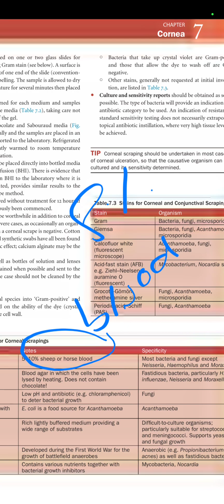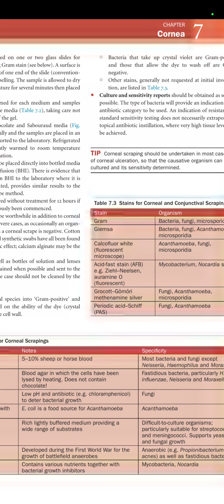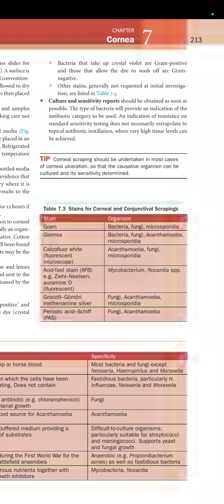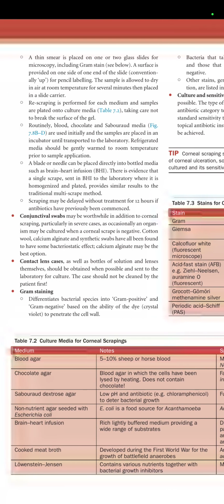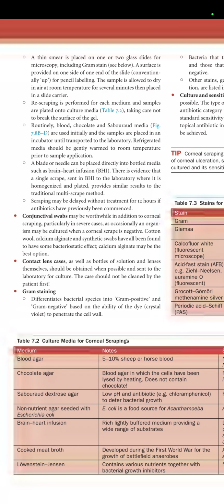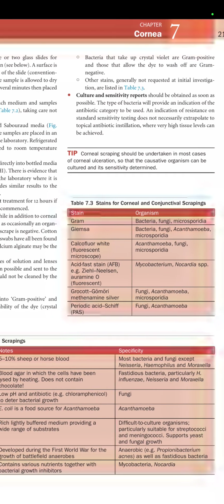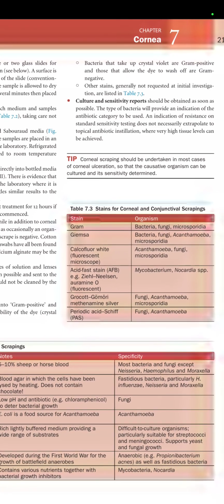So what is it used to identify? It is used to identify the bacteria and fungi except Neisseria, Haemophilus, and Moraxella. We will study where these organisms are studied, and basically that is by the chocolate agar. So you can say chocolate agar is blood agar that is more enhanced. So remember that basically Neisseria, Haemophilus, and Moraxella.